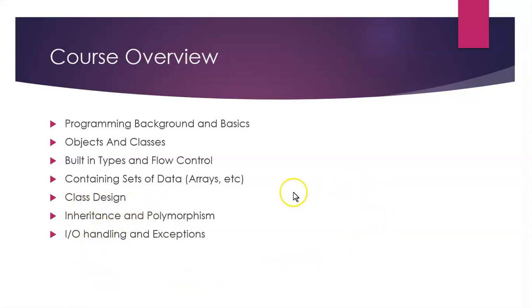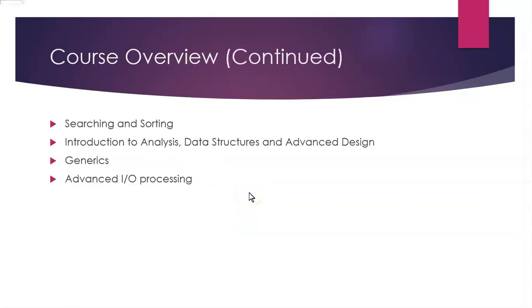We'll go on to talk about class design. We know what a class is, but we have to make good ones. You can't just make everything a class. You can't just make one big class. You have to structure them appropriately, and we'll talk about that. Inheritance and polymorphism are two of the big parts of object-oriented programming. We'll talk about those as well. We're going to talk about input-output handling and exceptions. What happens when things go bad, and they will. How do we write to files and read from files as well as the console?